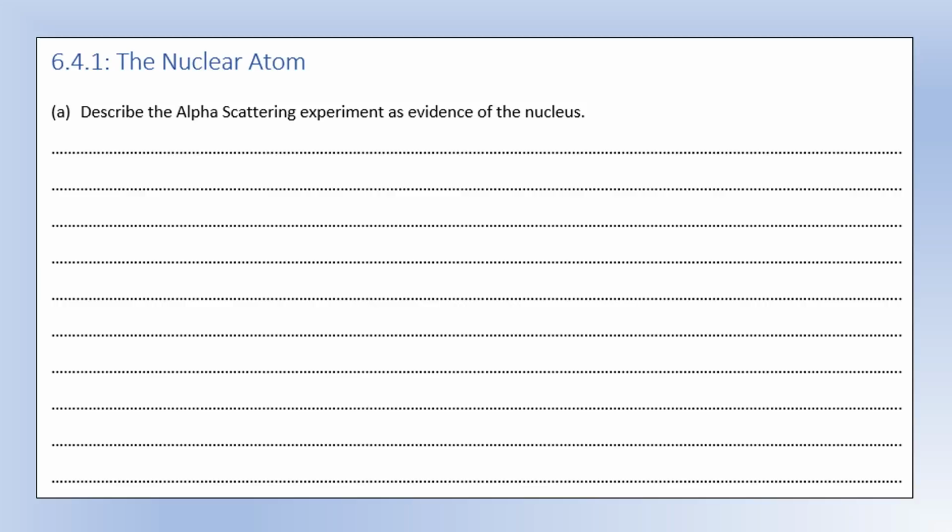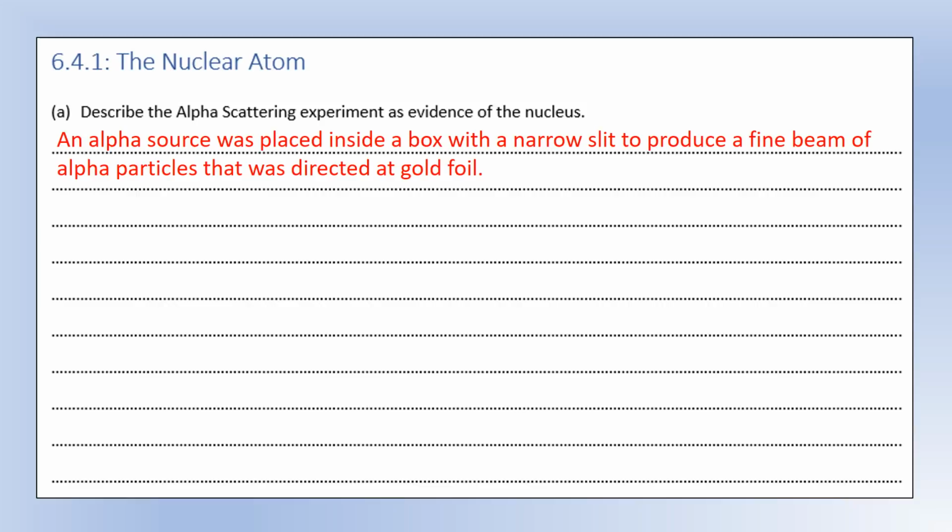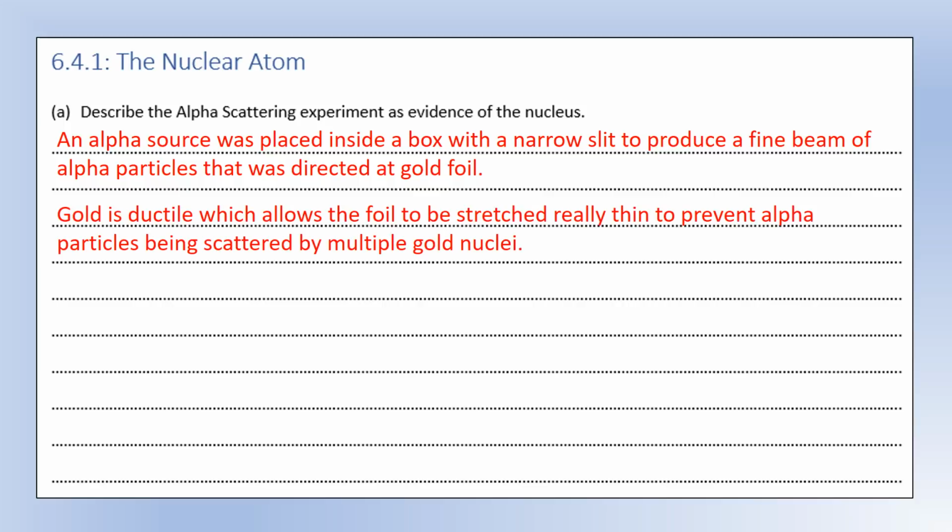All right, so I'm going to assume you've paused the video now and have worked your way through. So first thing is they used an alpha source, as you may guess from the name of the experiment, and they placed it inside a box with a narrow slit, and that produced a fine beam of alpha particles that was directed towards some gold foil. The gold foil itself was stretched really thin, so that's why gold was used, because it's really ductile. And the reason they do that is so that each of the alpha particles will only encounter one gold atom, or one gold nucleus in essence.